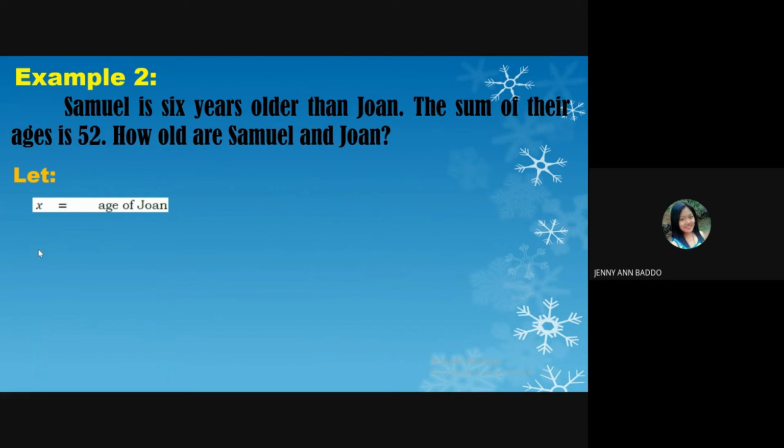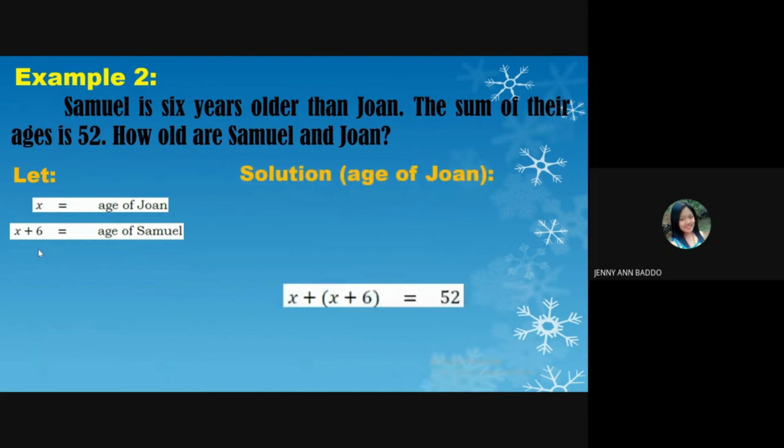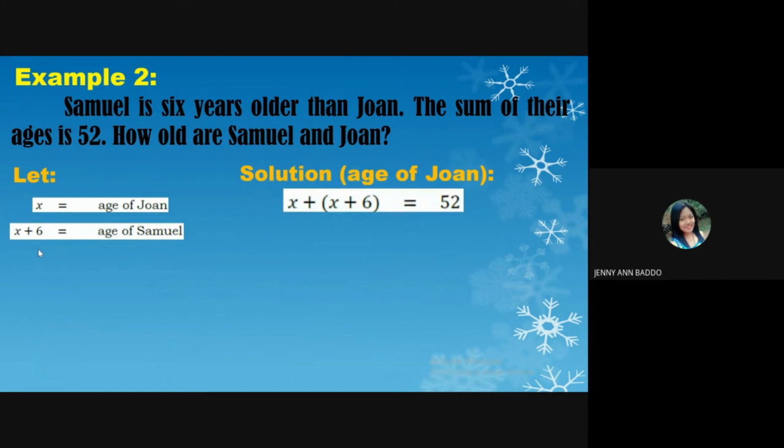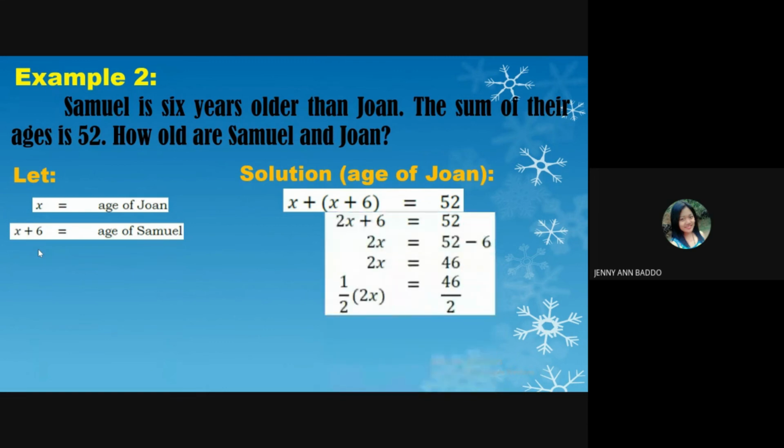For Samuel, Samuel is 6 years older. Therefore, that's plus 6 years. So x plus 6, that's the age of Samuel. For our working equation, we must base that on the statement, the sum of their ages is 52. So taking the sum of their ages, we have x plus x plus 6, and that is equal to 52. Combining like terms, x plus x, that's 2x plus 6, equals 52.